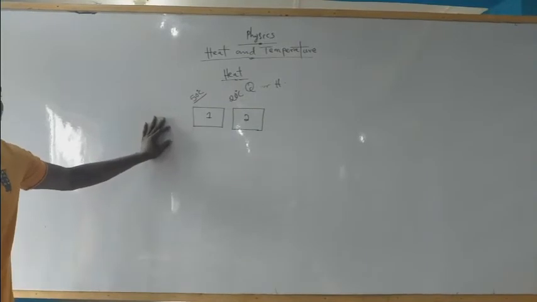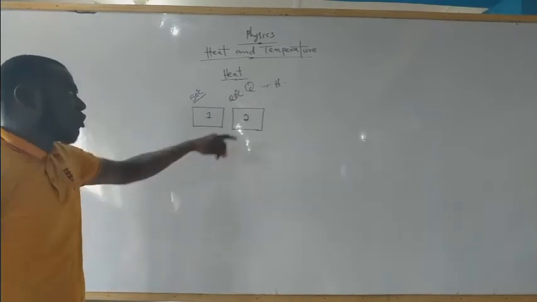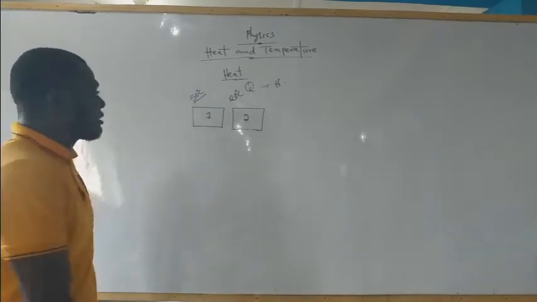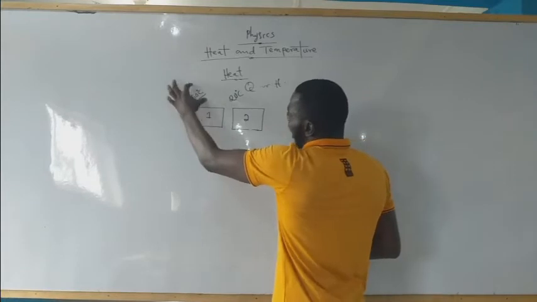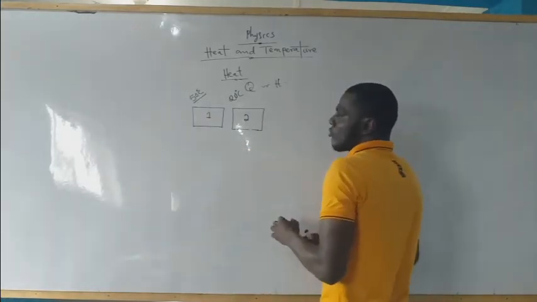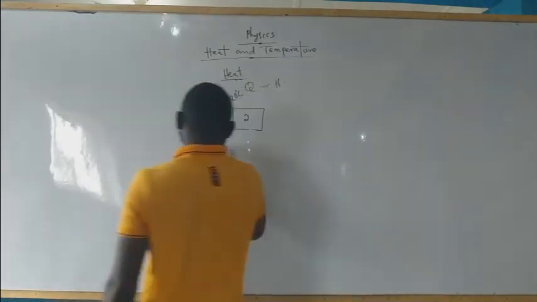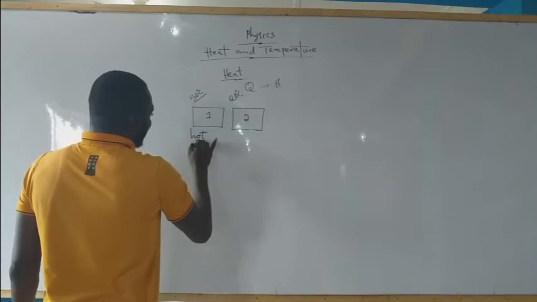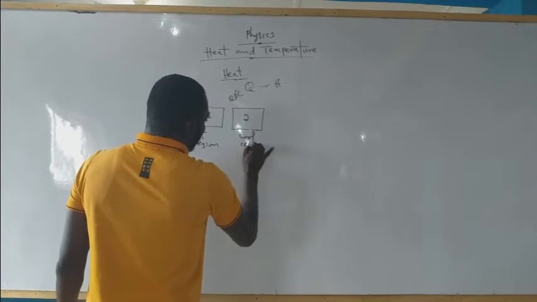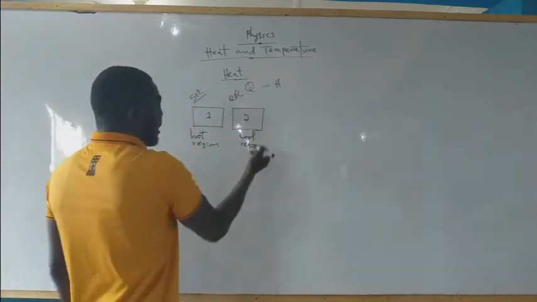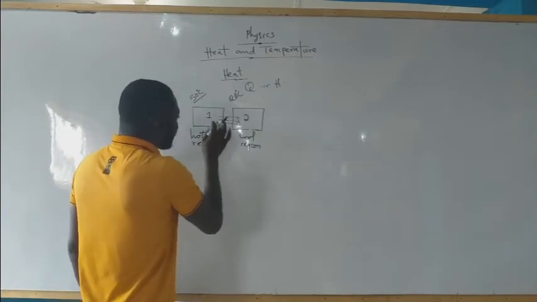There will be more movement of molecules there compared to this one. And don't forget that heat flows from the region of higher temperature, the hot region, to the cooler region. Of course, the temperature of this is higher than this, so there will be movement of heat from this to this.